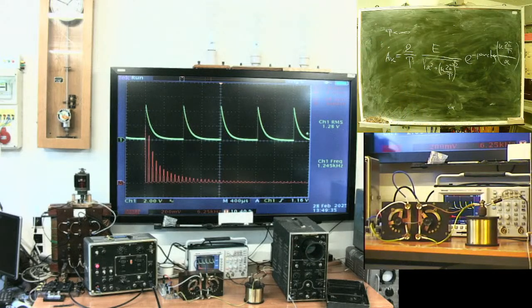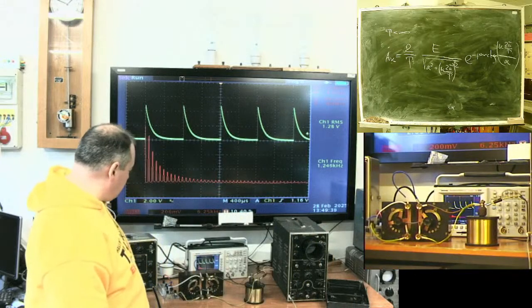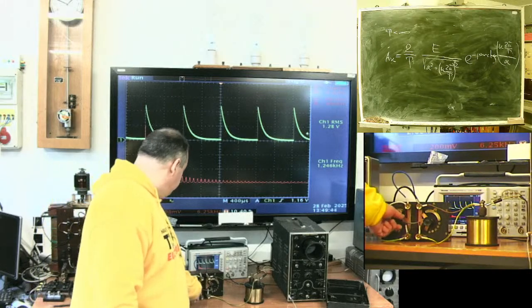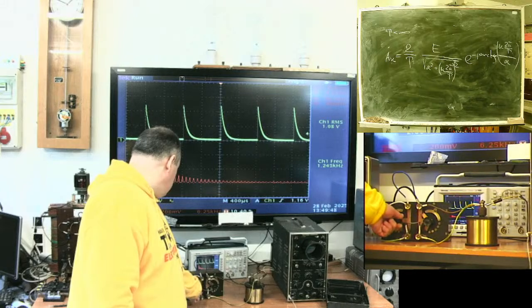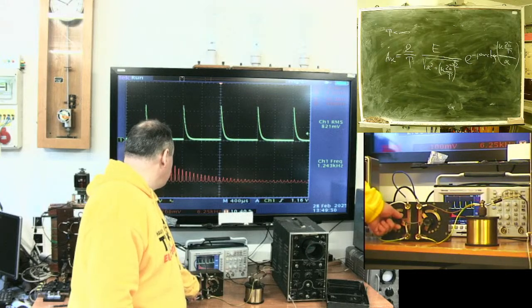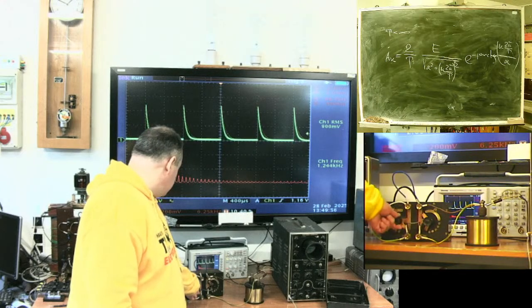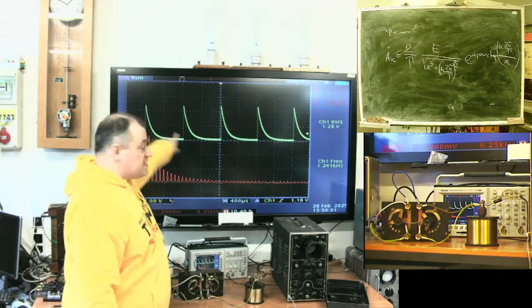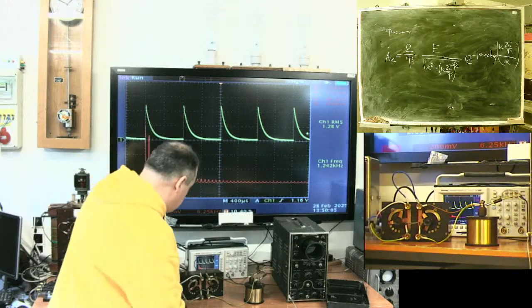Next one. My new old capacitor box. I will change, look what happens. I'm decreasing capacitance. I'm increasing capacitance. The higher the capacitance, the higher is the inertia. The higher the inertia, the slower the change.